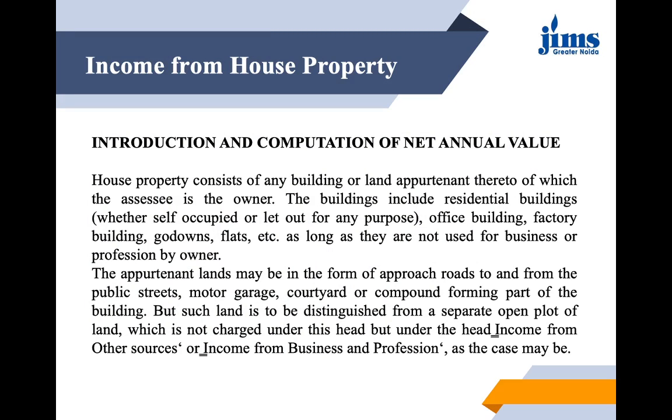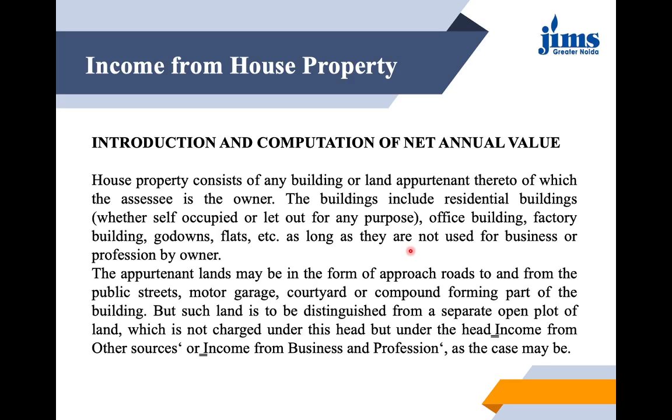See, house property can be called any building or any land in association with that building. For that we use the term here. You may see that house property consists of any building or the land appurtenant thereto, of which the assessee is the owner. It is mandatory that the assessee should be the owner of that particular property. And in this case, the buildings include residential buildings, whether self-occupied or let out for any purpose. It may have office building, factory building, godown, flats, etc. As long as they are not used for business and profession by the owner himself.